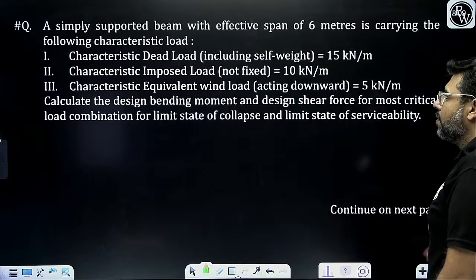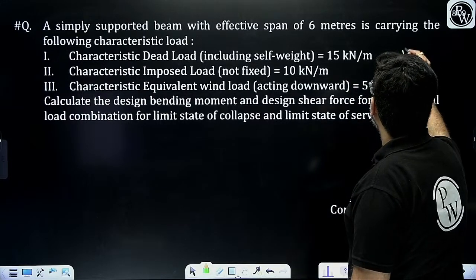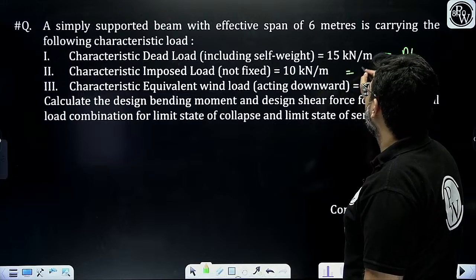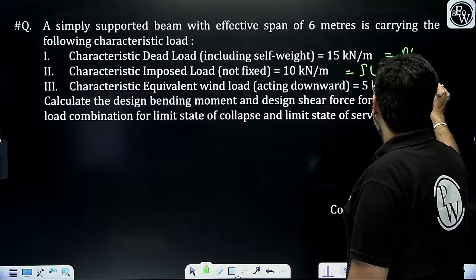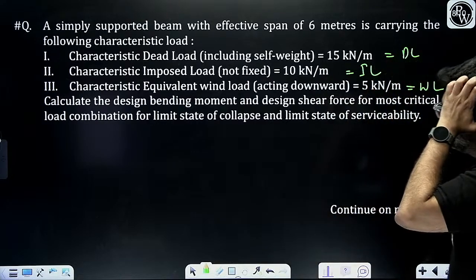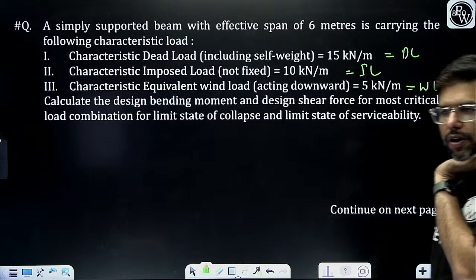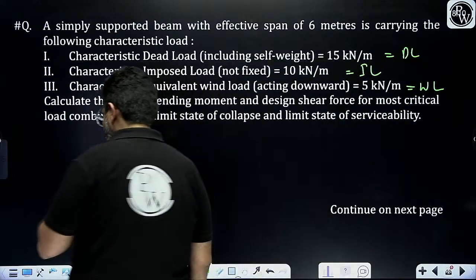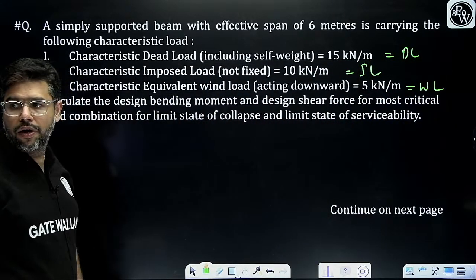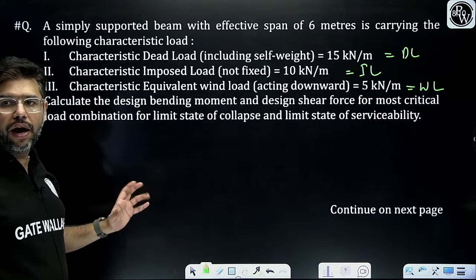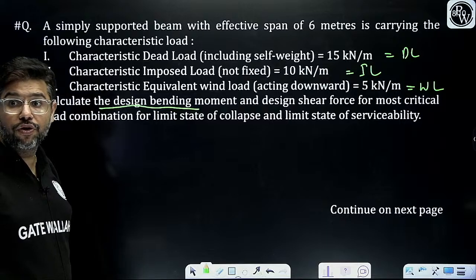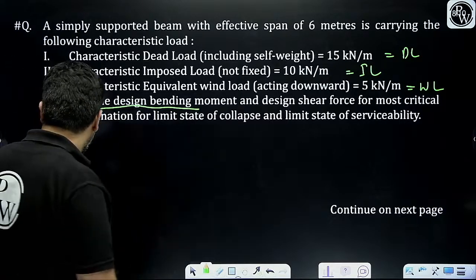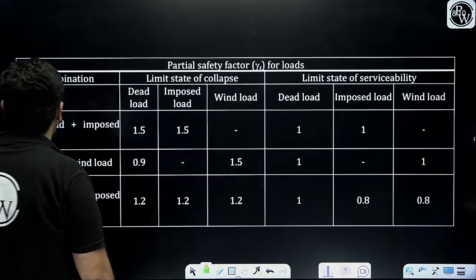First, see, the dead load is given to me. This is dead load, and this is my imposed load, that is the live load also. Imposed load and live load are one and the same thing. And this is wind load, that is WL. These are all characteristic loads. So first we will take the limit state of collapse and then the limit state of serviceability. First, you find the worst UDL and then calculate the design bending moment and design shear force for the most critical combination. First, let us talk about the limit state of collapse.